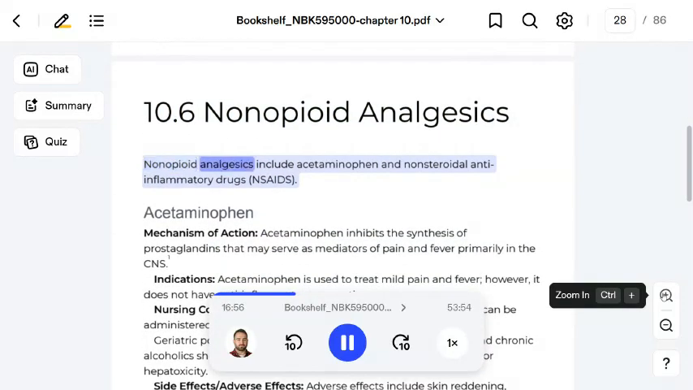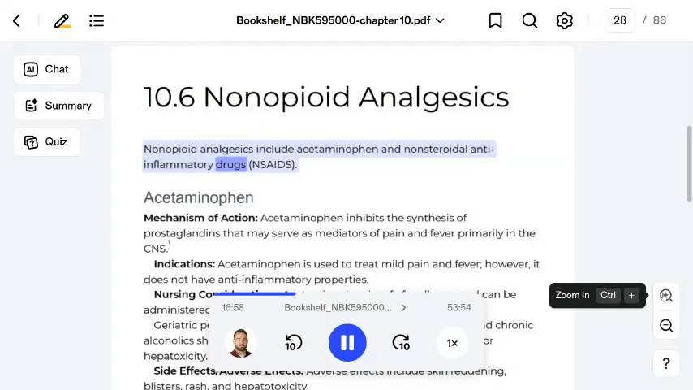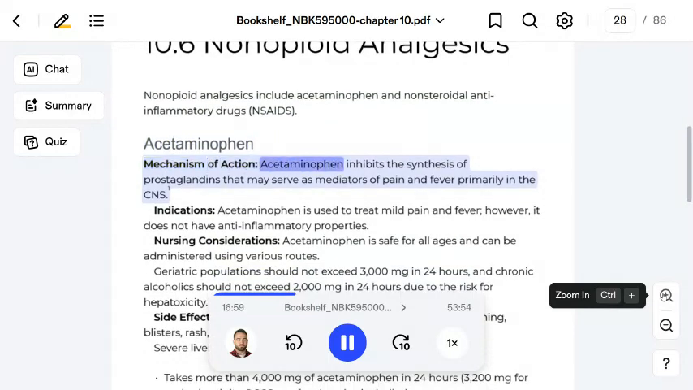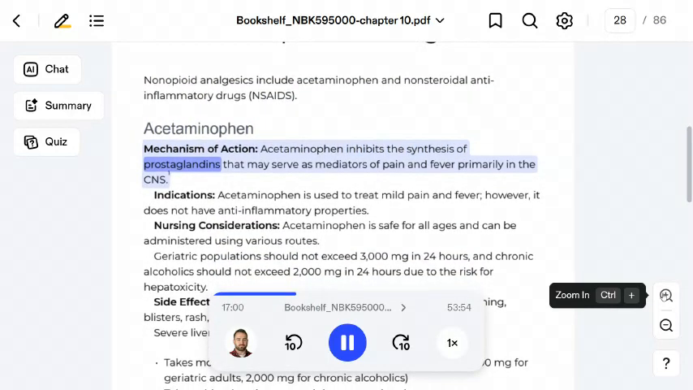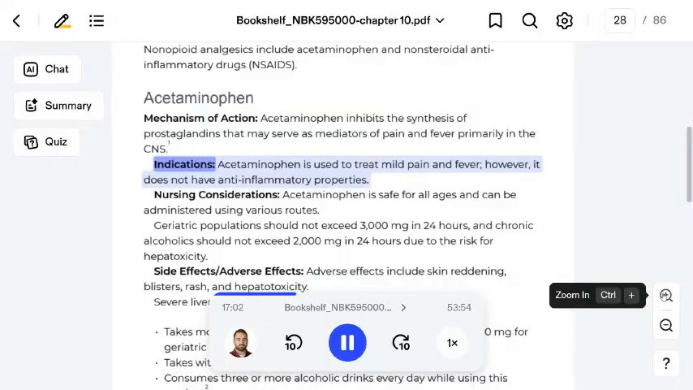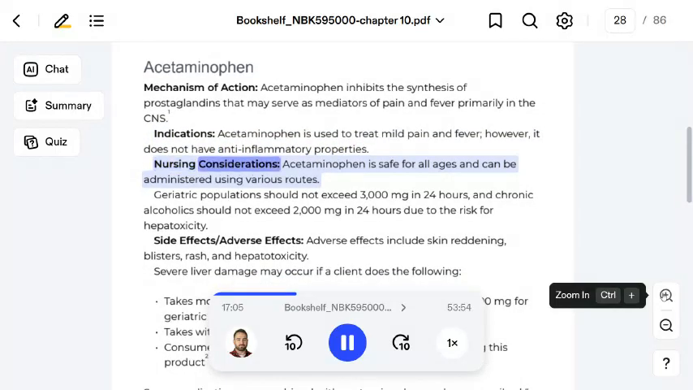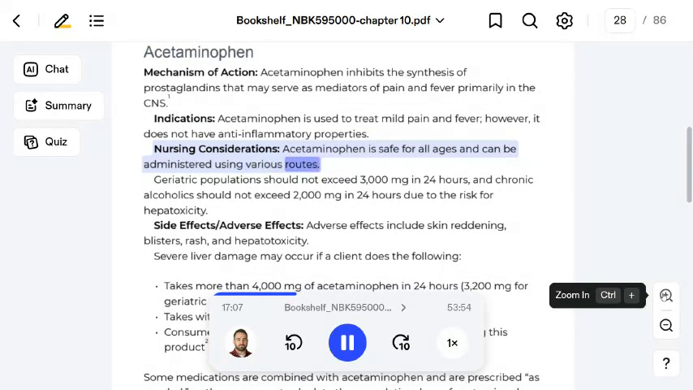Non-opioid analgesics include acetaminophen and non-steroidal anti-inflammatory drugs. Acetaminophen. Mechanism of action. Acetaminophen inhibits the synthesis of prostaglandins that may serve as mediators of pain and fever, primarily in the CNS. Indications. Acetaminophen is used to treat mild pain and fever, however, it does not have anti-inflammatory properties. Nursing considerations. Acetaminophen is safe for all ages and can be administered using various routes.